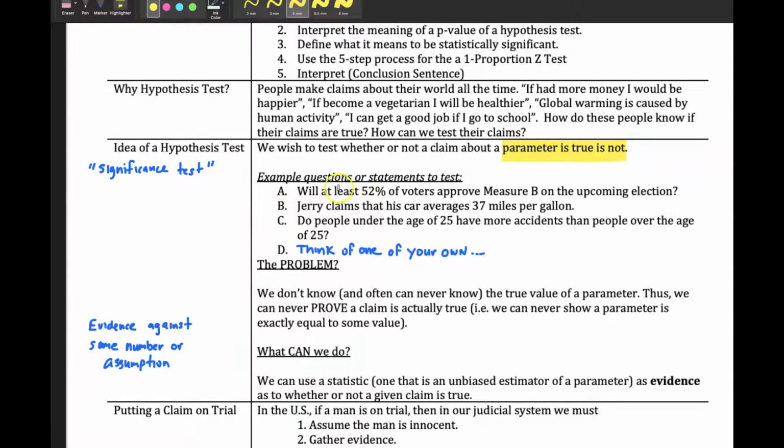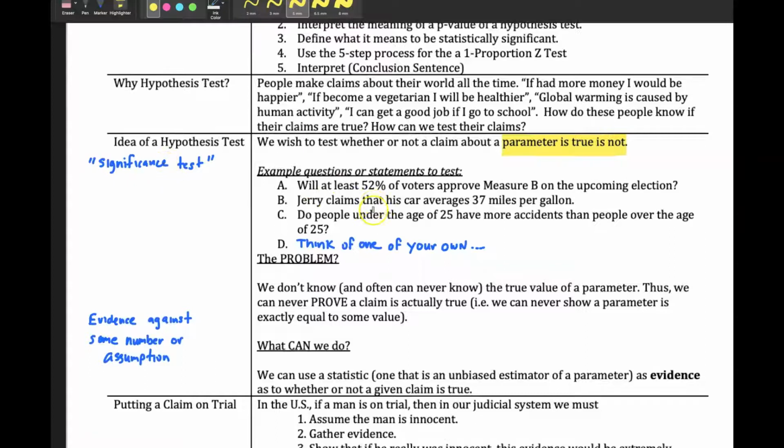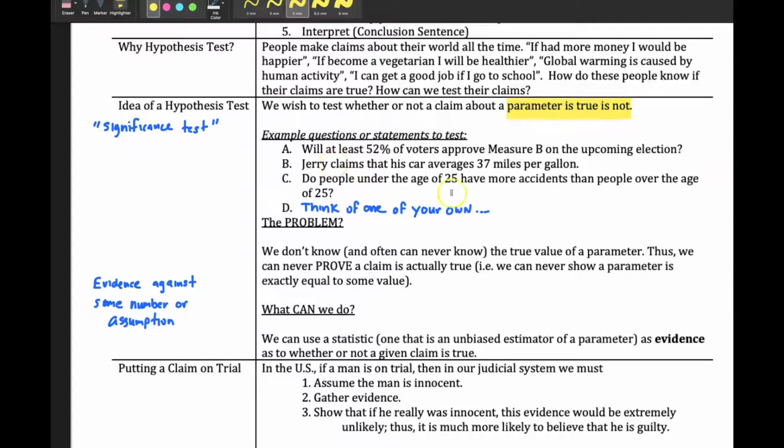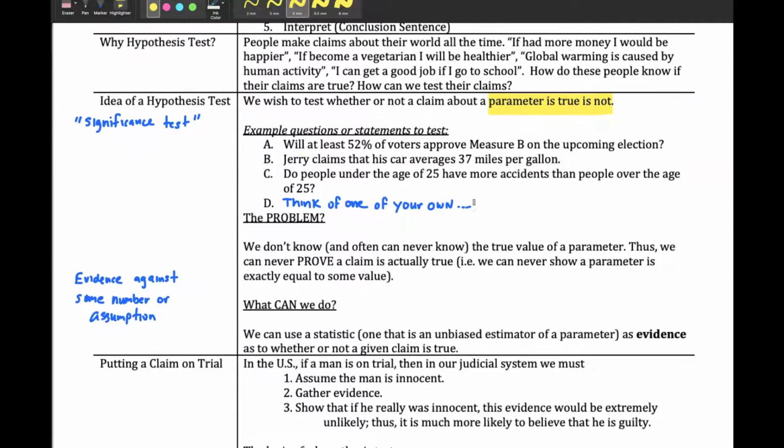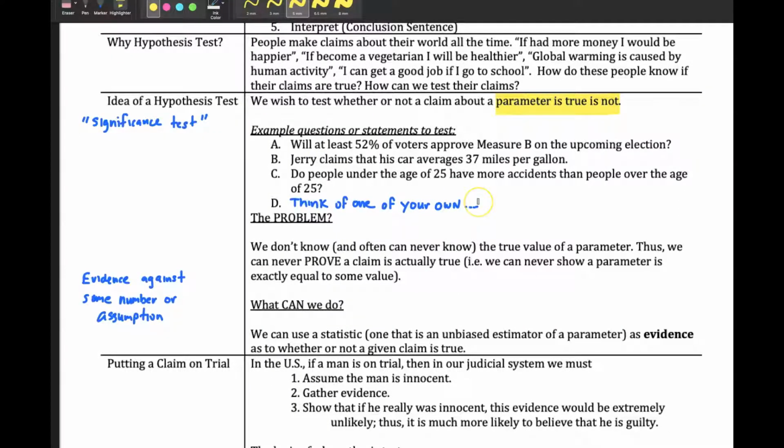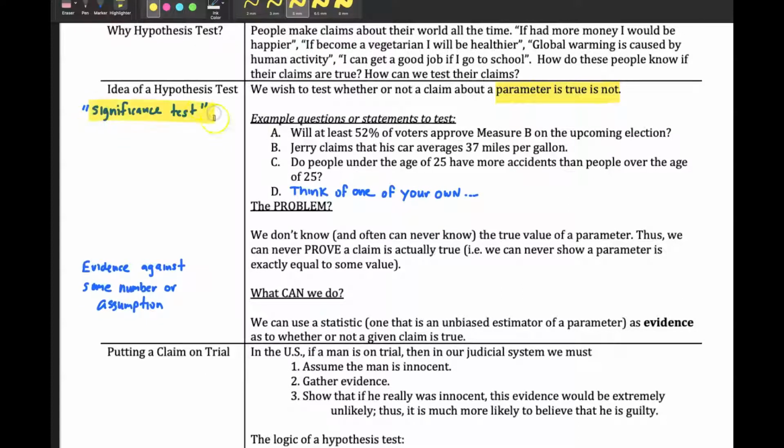And here are some more specific questions. Will at least 52% of the voters approve Measure B in the upcoming election? Jerry claims his car averages 37 miles per gallon. These are example questions that we could test. If we were in class now, I would say, let's think of some of your own questions, and we can then discuss if we can statistically test those things with a hypothesis test or what we call a significance test. Those words are used interchangeably.